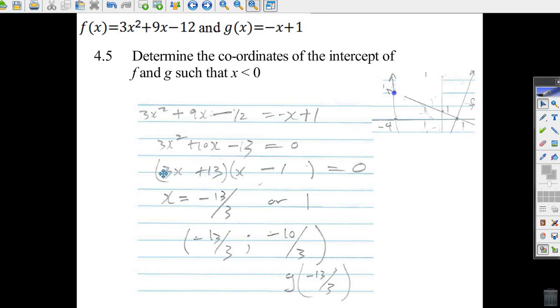Well, 13 over 3 and change the sign, that's the x coordinate of where they cross. Minus 13 over 3, and then what you'd have to do is take minus 13 over 3 and put it into g and add 1, and you'll get minus 10 over 3, the y-coordinate. So there's the coordinates of the intercept. You take this x value, put it into the line.